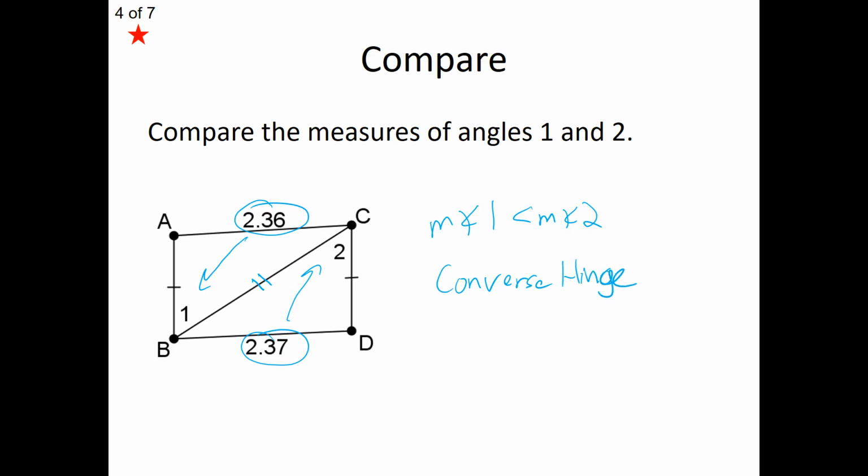Hinge helps us compare sides, okay? Converse of hinge helps us compare angles. So I can compare those angles based on the third sides using the converse of hinge. And so not only can I compare those angles, but I can also justify why I know that when I compare them, angle 1 is in fact less than angle 2.